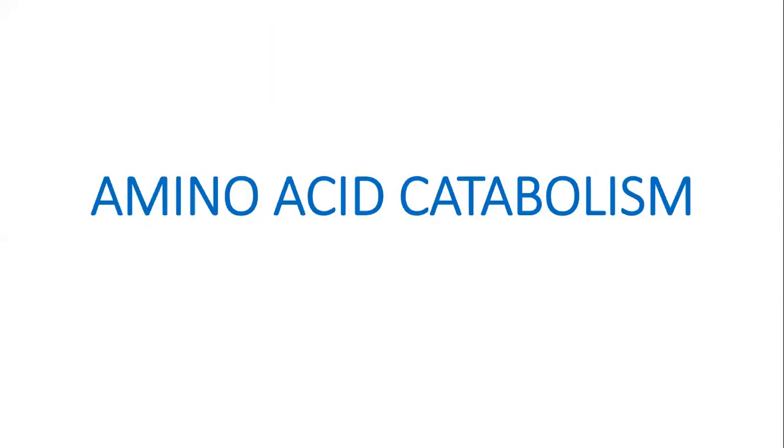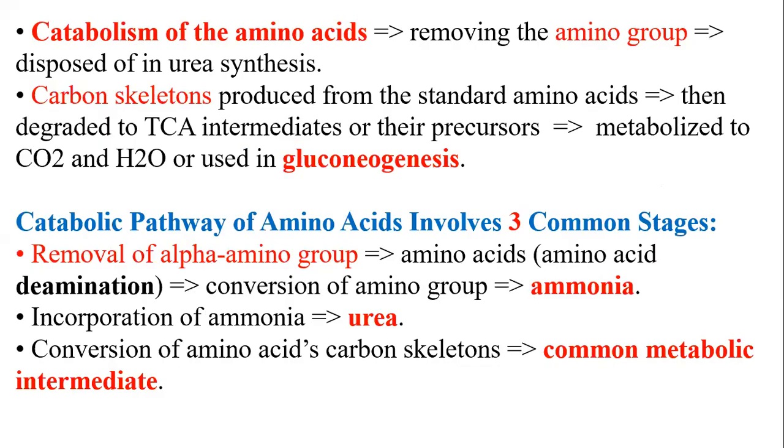So today we are going to discuss amino acid catabolism. Catabolism of the amino acids is specifically done to remove the amino group from the amino acid, which is ultimately disposed of in urea synthesis and excreted from the body, as ammonia itself is very toxic for the body.